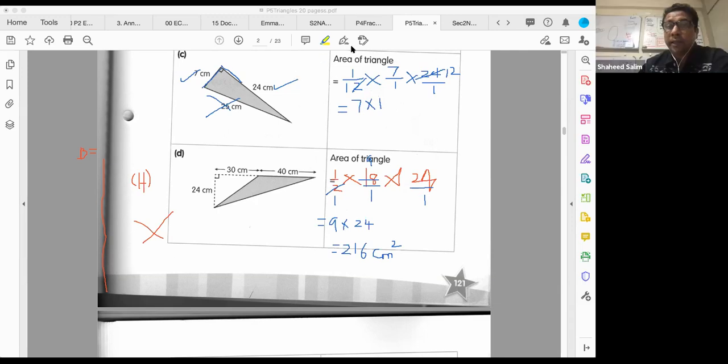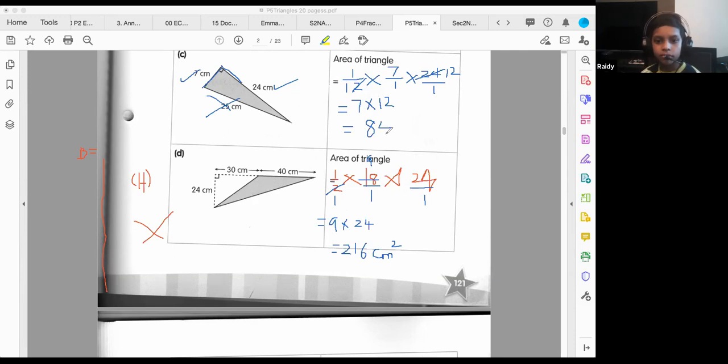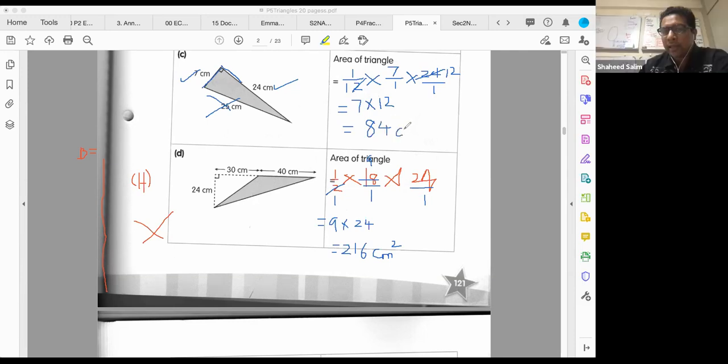84. Wow, he does it mentally. Okay, 7 times 12 is 84. Is it correct? Yes, it's correct. So then you put the unit there: square cm.